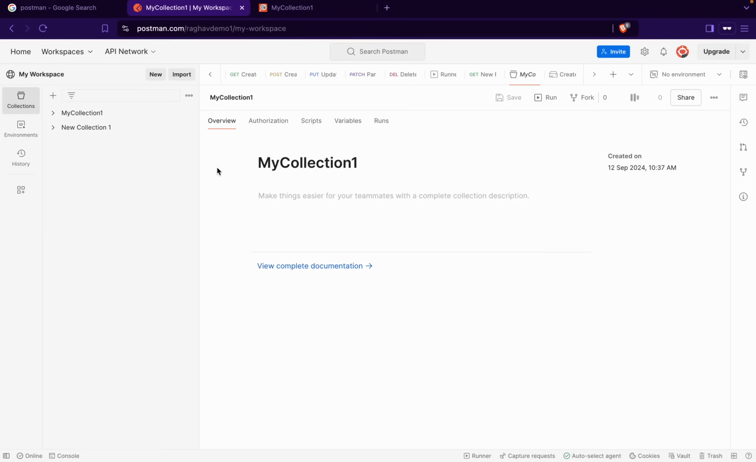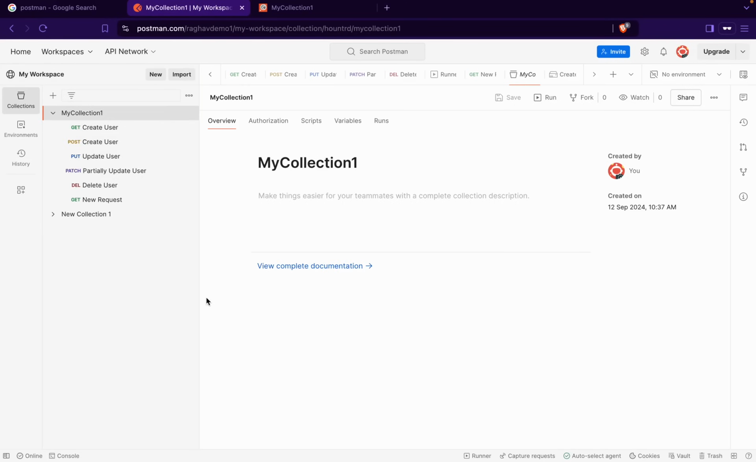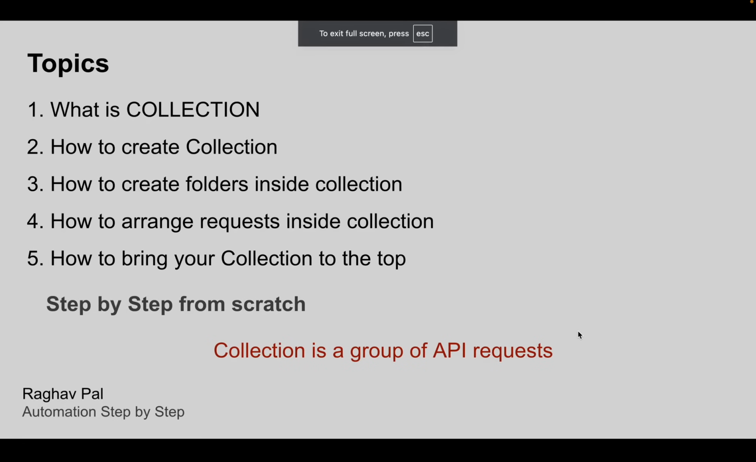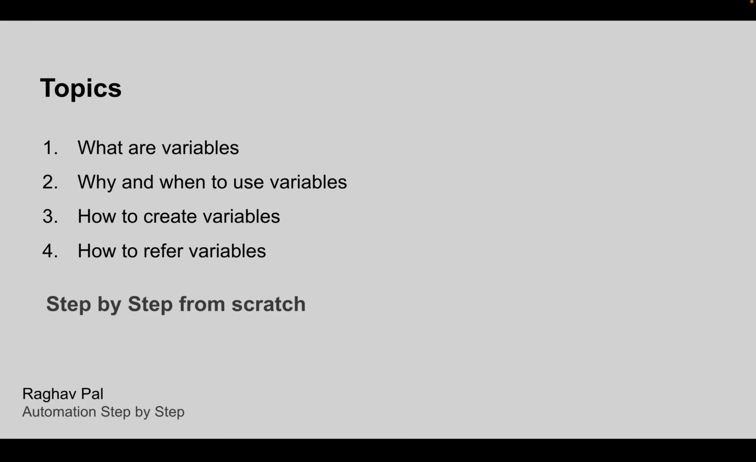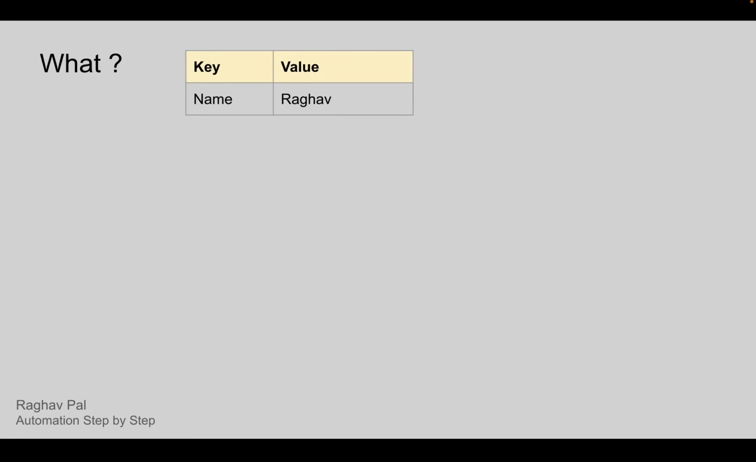So I'll go back to the workspace, and these are all the details about collection. Okay, so after learning all this about collections, we will go to variables, and this will be very easy and very interesting. So we will learn what are variables, why and when to use variables, how to create variables, how to refer variables.